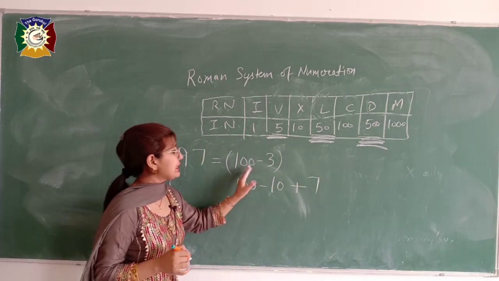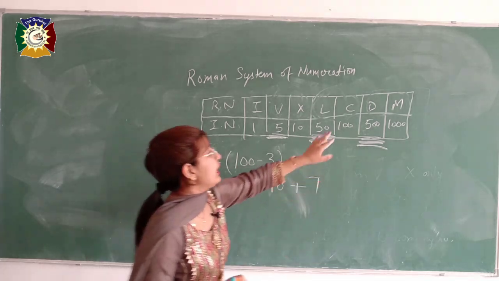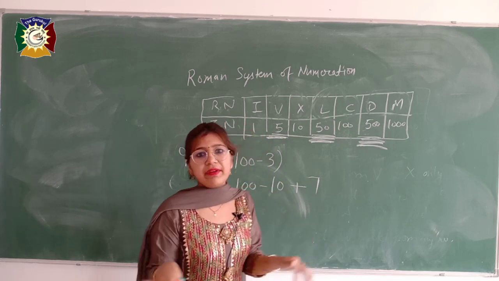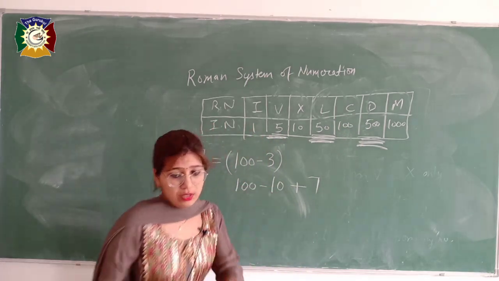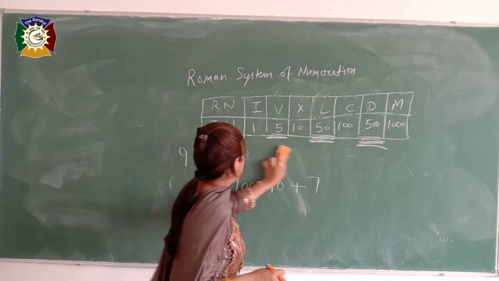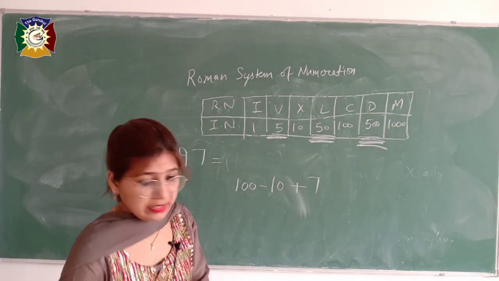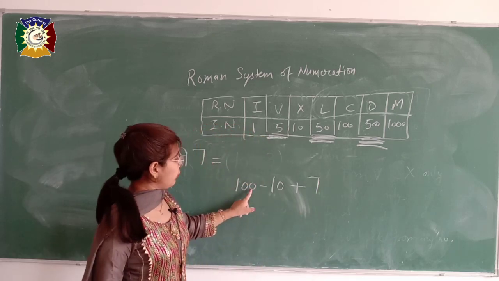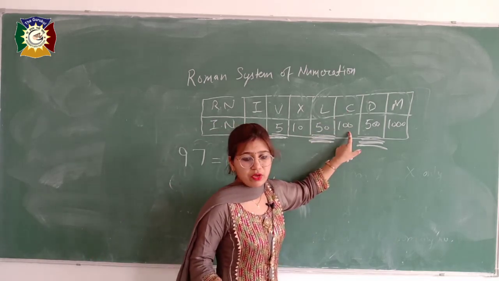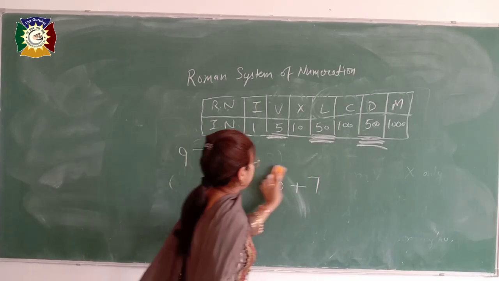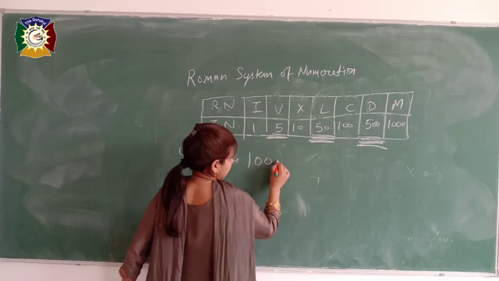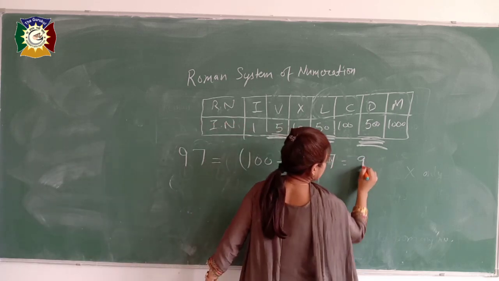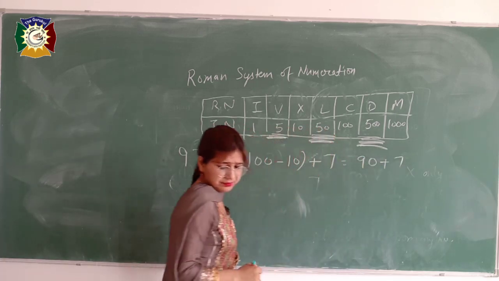But why am I not writing it as 100 minus 3? Because I can't subtract I from C. I don't have any option to write like this. So we have to write the number like this so that we are able to solve it. Now see bachche, 100 minus 10 plus 7. The symbol for 100 is C. Or you can say what it is? It is nothing but 90 plus 7, nothing else.